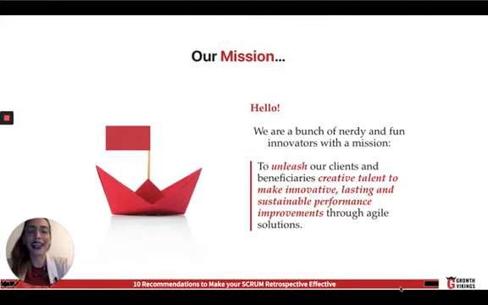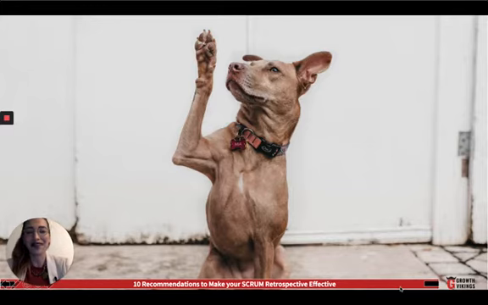With that said, let us then talk about 10 recommendations to make your Scrum retrospective more effective. So you might have found yourself asking, well, what's going on with my team? They keep trying to improve the same thing sprint after sprint. Or why is my team leaving the retrospective learnings in a Word document, in a shared drive, rather than introducing those learnings into our sprint?